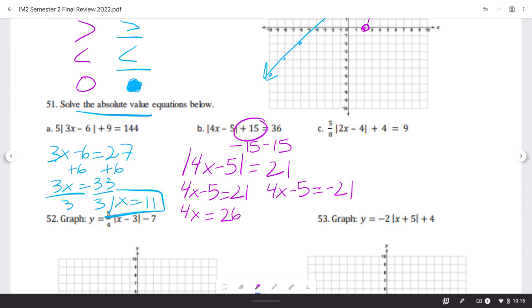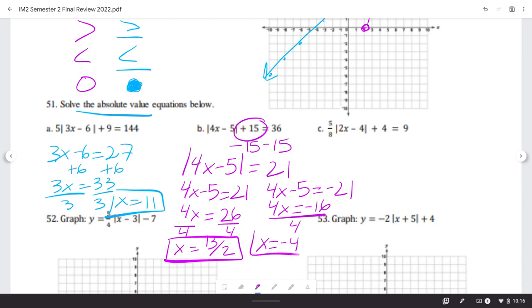So I added 5. That's why 21 plus 5 is 26. I divide by 4. And it's okay if you get a fraction. Just make sure you reduce it. That one is going to be 13 over 2. And over here, we add 5 and we get negative 16. And this one's going to be a nice solid x equals negative 4.